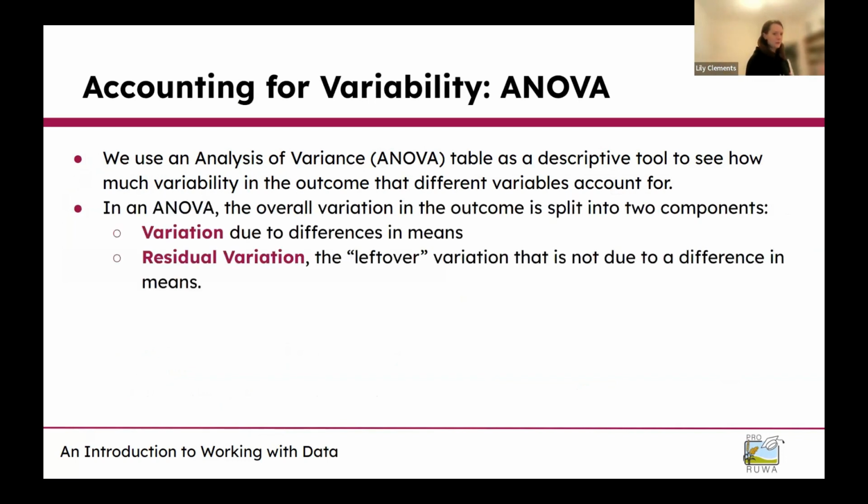In an ANOVA, the overall variation in the outcome is split into two components. The first is variation that is due to differences in means, that is accountable because of another variable. The second is residual variation, which is our leftover variation, the variation that is not due to a difference in those means, or that we have not yet accounted for.